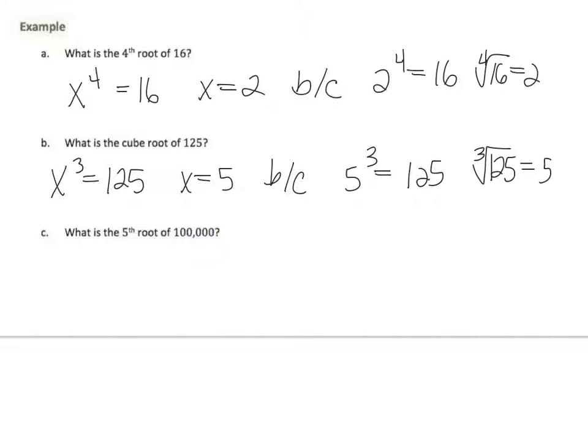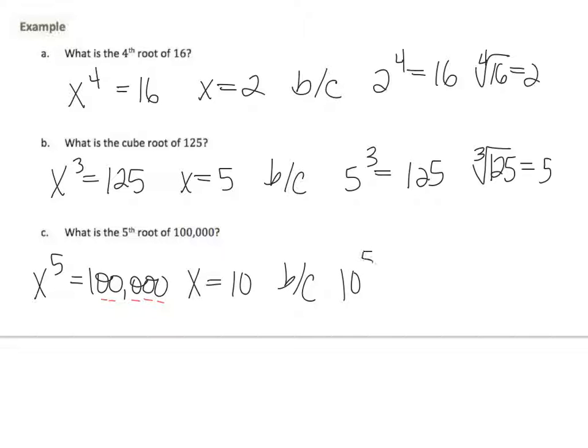What is the fifth root of 100,000? So x to the fifth equals 100,000 when x equals 10. Okay, a clue here with that one. I have 1, 2, 3, 4, 5 zeros. That means it's 10 raised to the fifth power. Because 10 raised to the fifth power equals 100,000. Therefore, the fifth root of 100,000 equals 10. Okay? All right, let's see how you do.